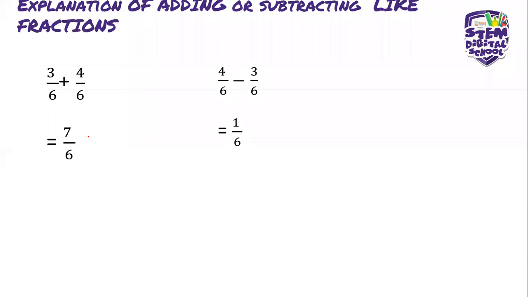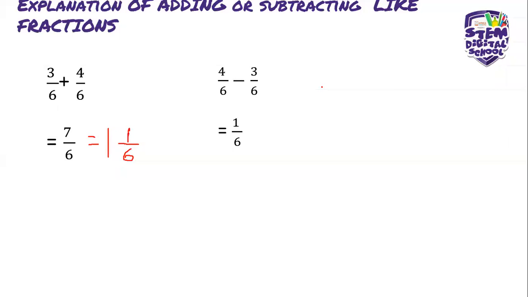Then we convert this into a mixed number. 6 goes into 7 how many times? Once. Then we put the same denominator of 6. And we ask, 1 times 6 is 6. What is short to go to 7? 1. And done. Same story with subtraction. Look at the numerators. 4 minus 3 is 1 over 6. We're done. It doesn't take much.